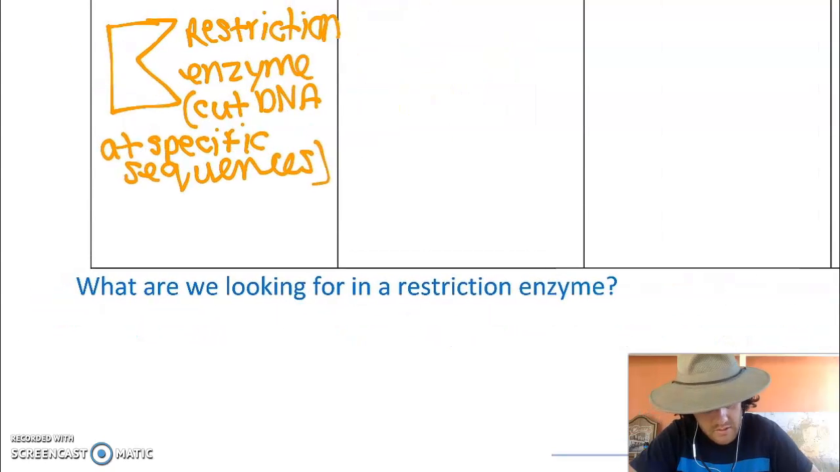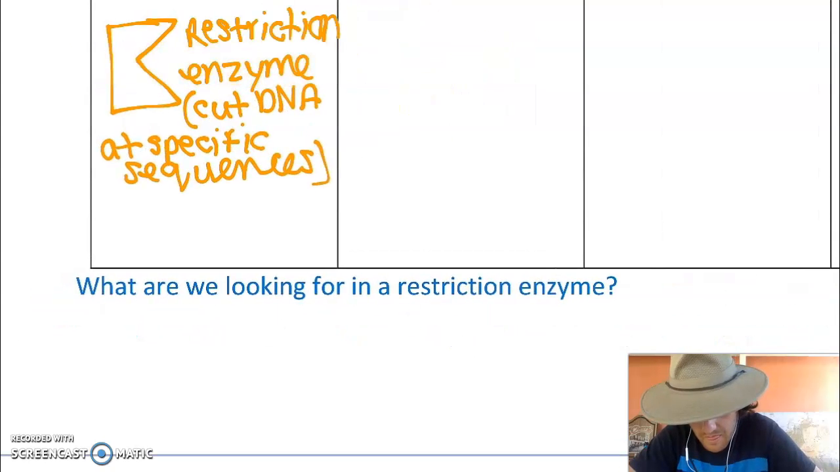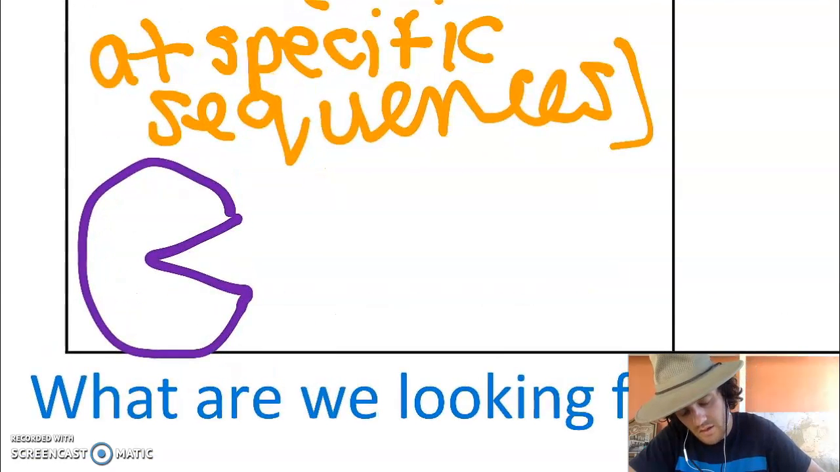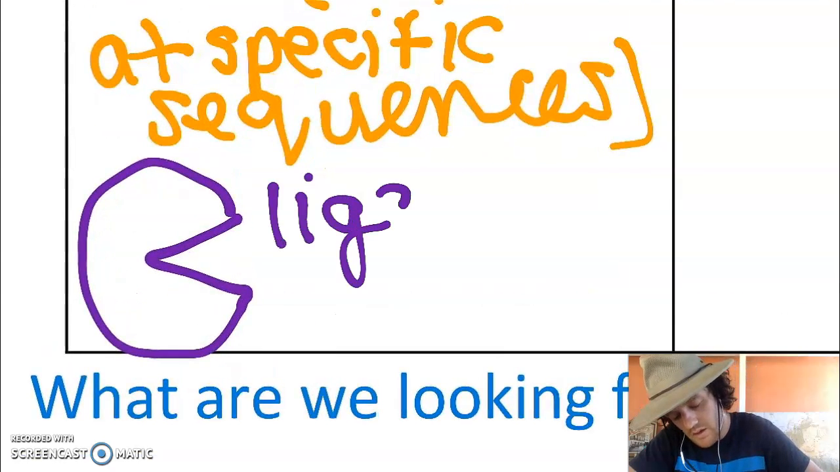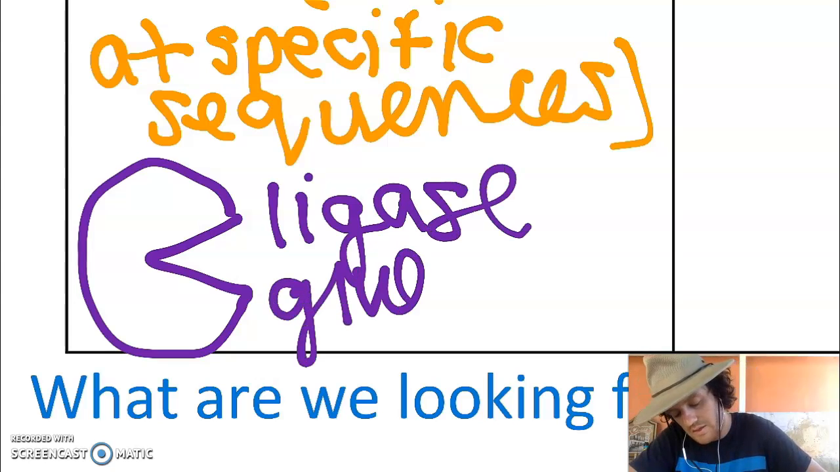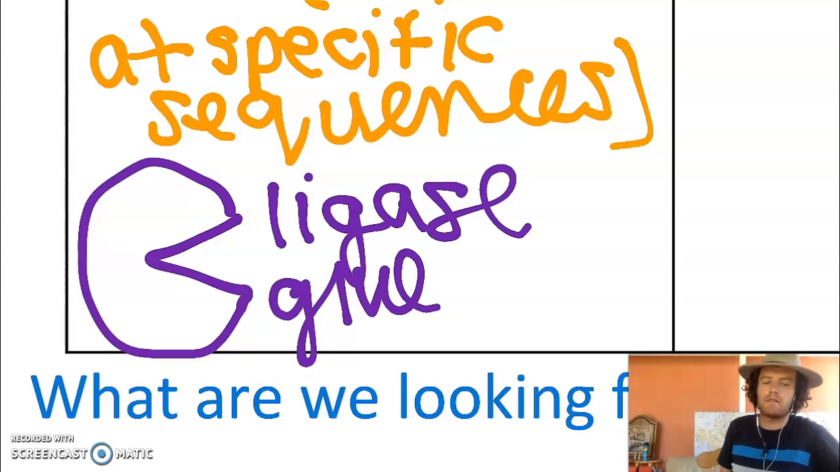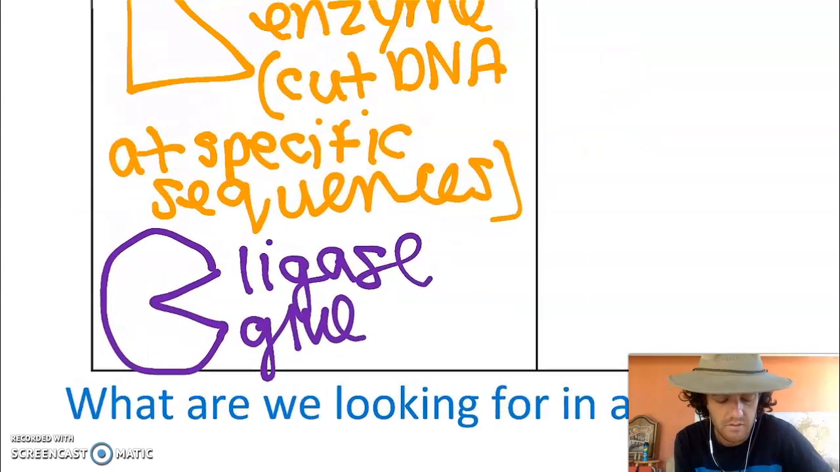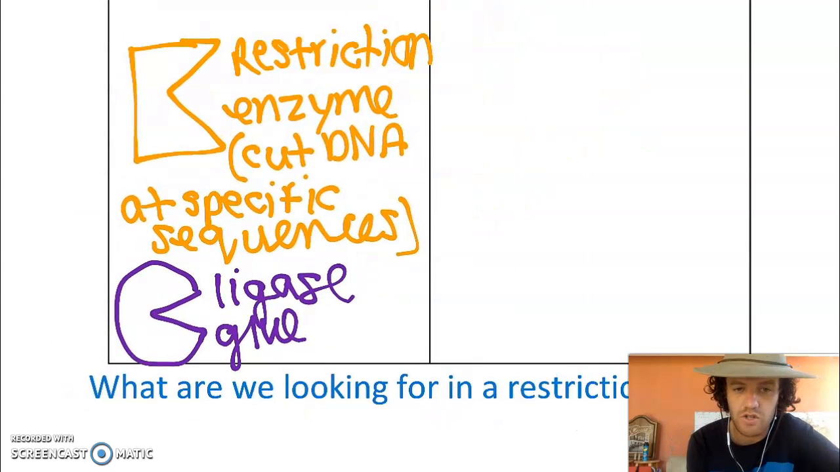And then the other enzyme I'm going to draw just as a circular Pac-Man. This other enzyme is called ligase. Ligase is kind of like glue. It pieces back together DNA that has been cut. It brings them back together. You should remember this from 10th grade. You actually learned about restriction enzymes and ligase. So restriction enzymes do the cutting, and ligase acts as glue.